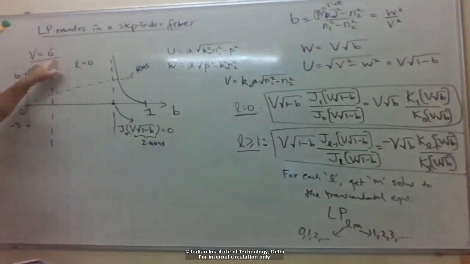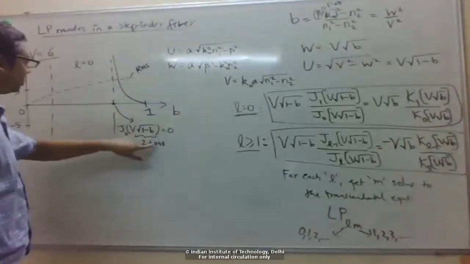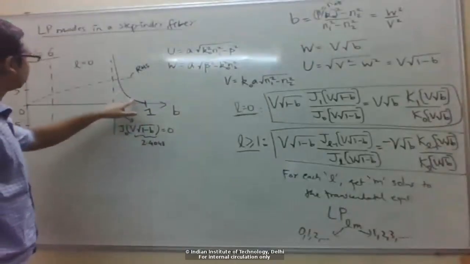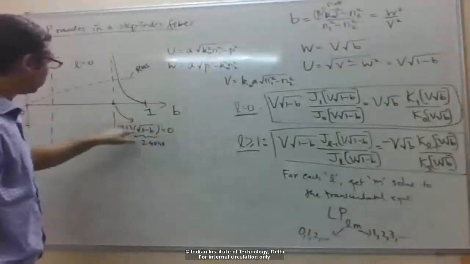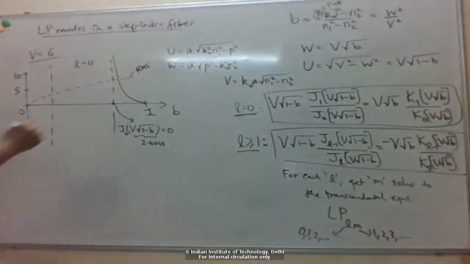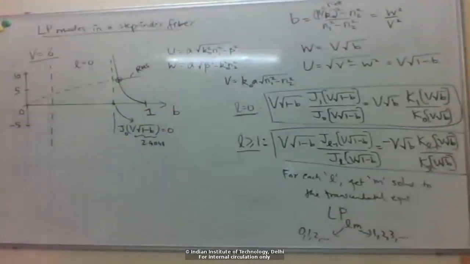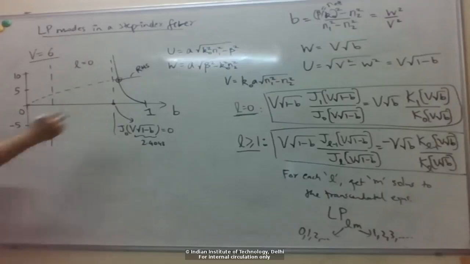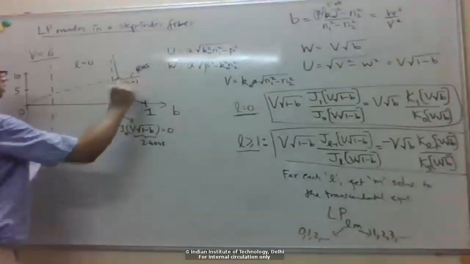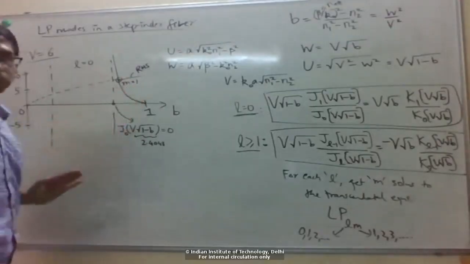Okay, so V is 6, so you can see that at some value of B here, this argument becomes 2.4, and J0 of that is 0, so this blows up. Right, so before that we get an intersection here. Okay, so that's my first mode, M equal to 1. Right, that has the largest B value.